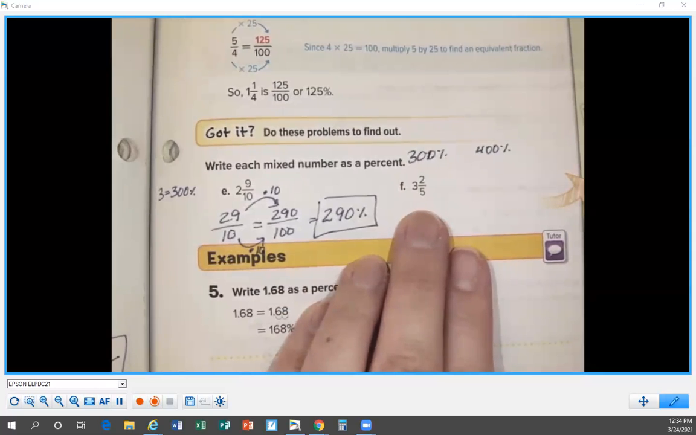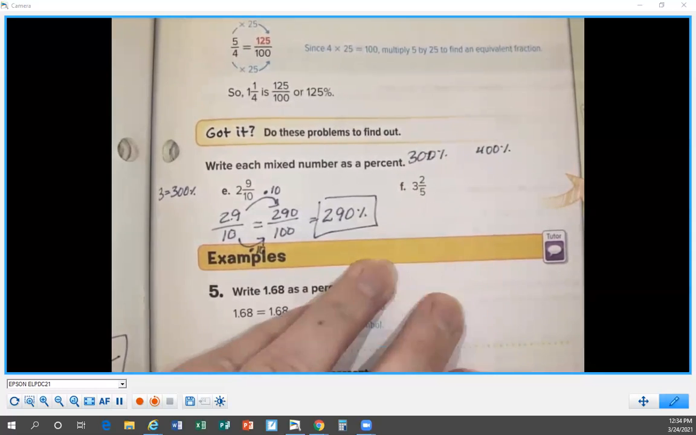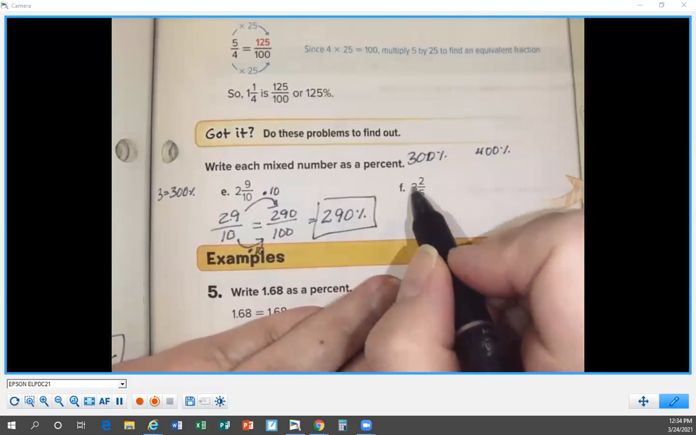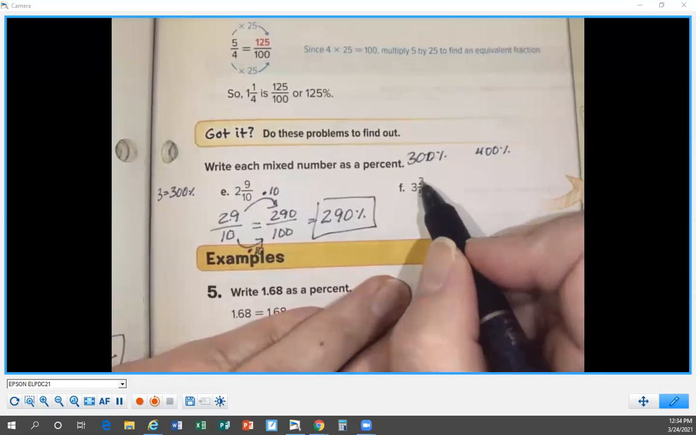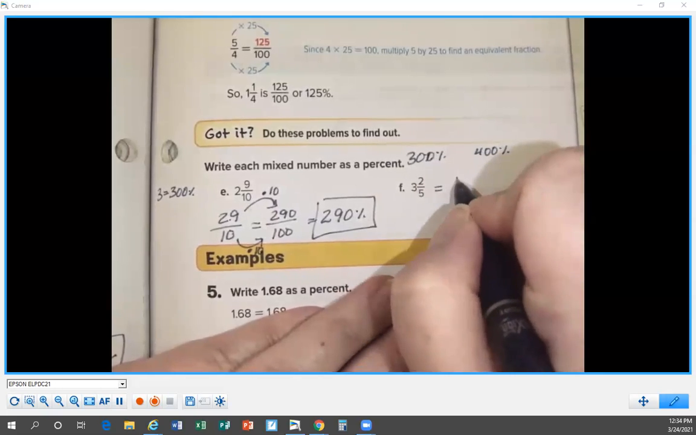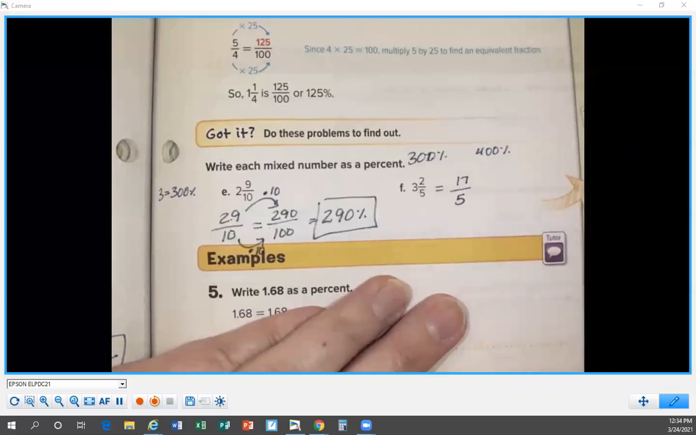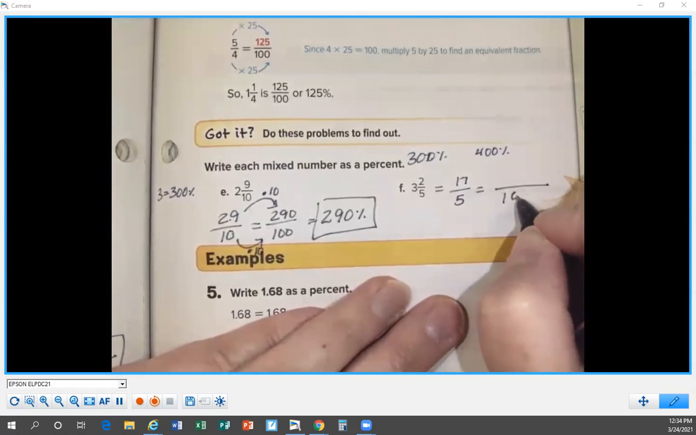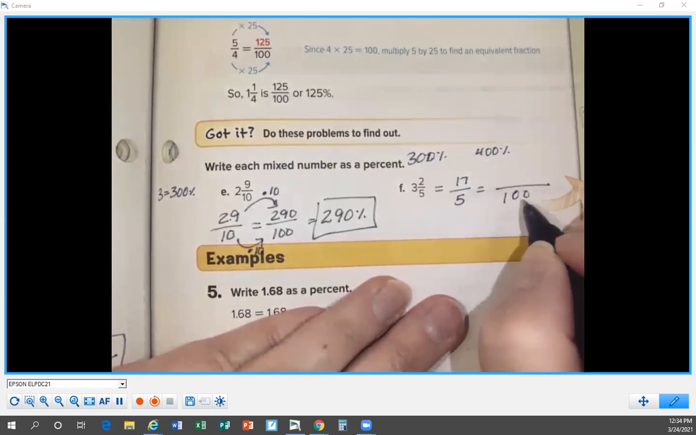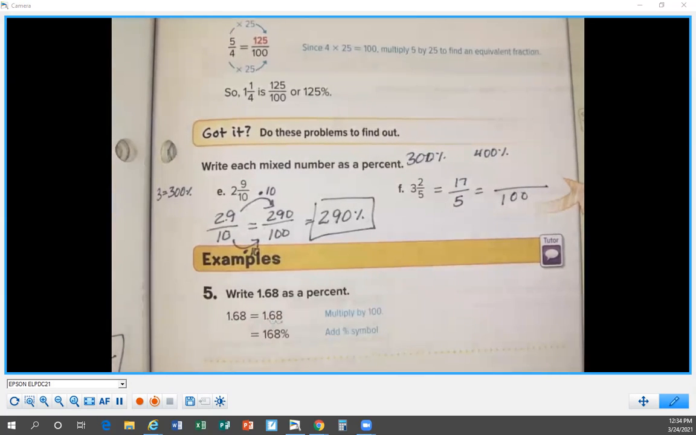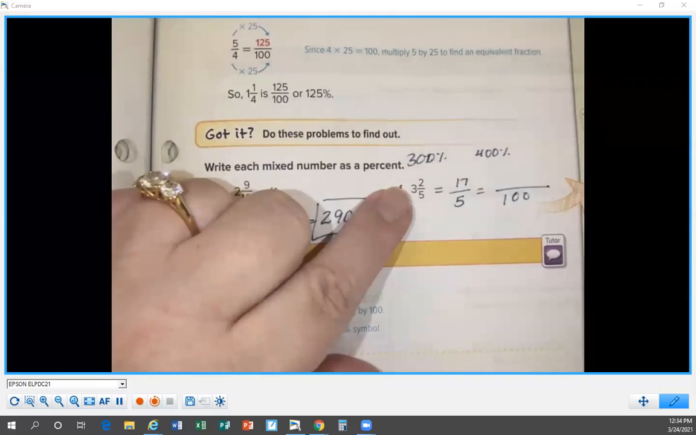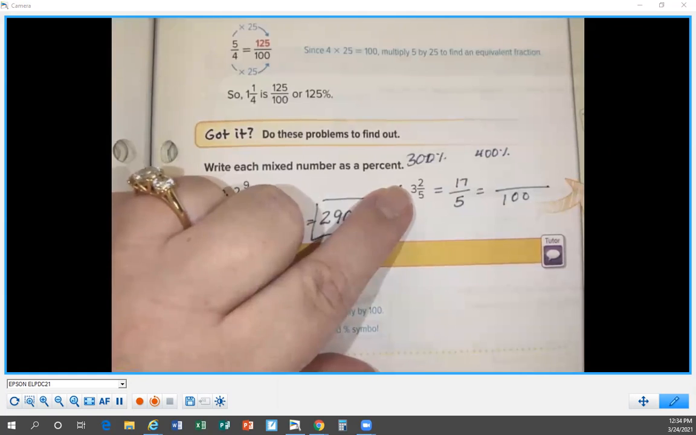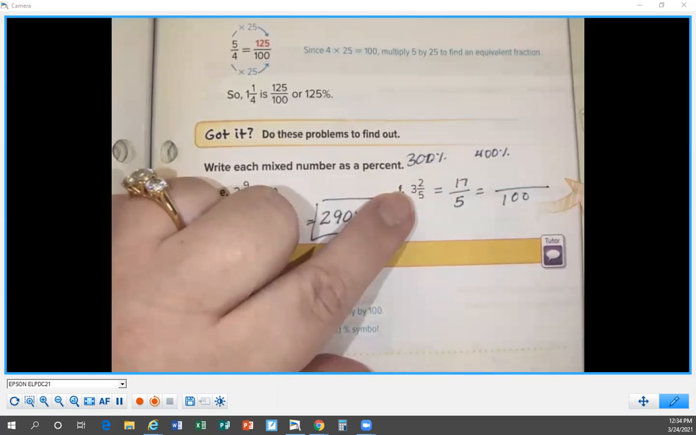So then we'll go ahead and scale up by first changing this to an improper fraction. 5 times 3 is 15, plus 2 is 17. So this is equivalent to 17/5. And then I want to make it a percent. So I want it equal to per 100, because percent is per 100. So I write down 17 over 5 equals blank over 100.